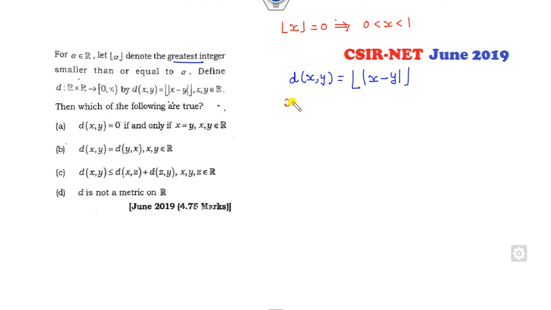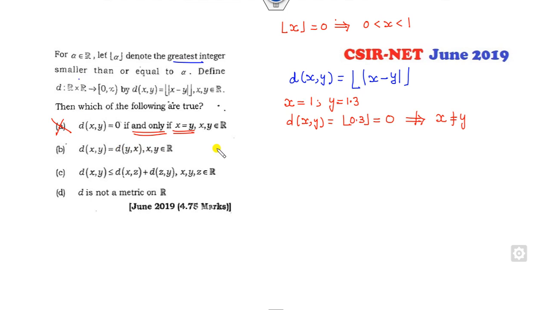Fine. So if I choose x as 1, for example, and y as say 1.3, then what is the distance between them? It is x minus y. So mod of this is 0.3. What is the greatest integer of 0.3? 0. But it doesn't imply x is equal to y. He said if and only if, but x is not equal to y. So the first option is cancelled.